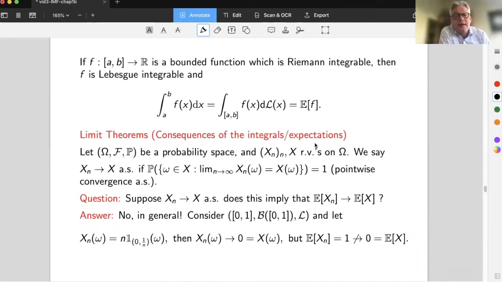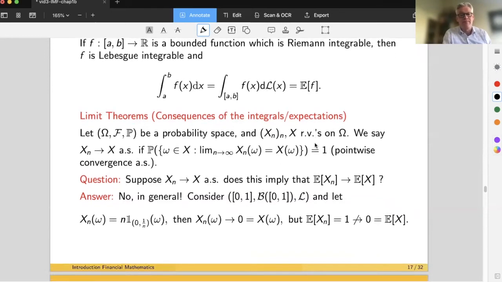Consider the space [0,1], the interval, the Borel sigma algebra on [0,1], and the Lebesgue measure, where we know, of course, that the Lebesgue measure of an interval is just the length. And as a counterexample, think of xn of omega being n times the indicator function on the interval [0, 1/n] of omega.